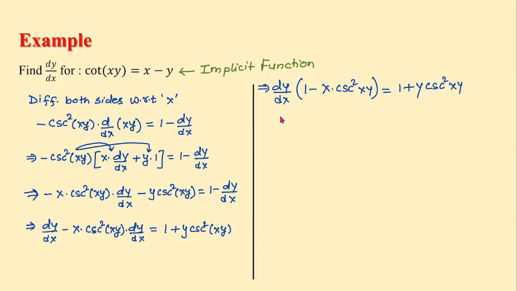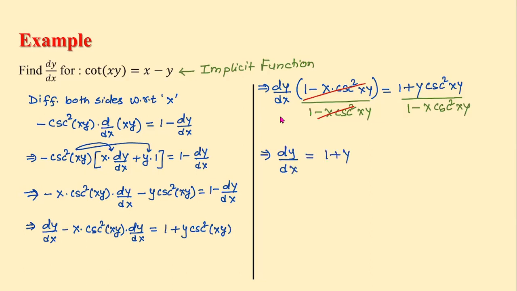So we'll divide on both sides by 1 minus x times cosecant squared xy. On the left-hand side, that quantity gets canceled, and we'll just have dy over dx. So finally, we'll have the derivative of the function y with respect to x equal to 1 plus y cosecant squared xy divided by 1 minus x cosecant squared xy. So that is the derivative of this implicit function given here.